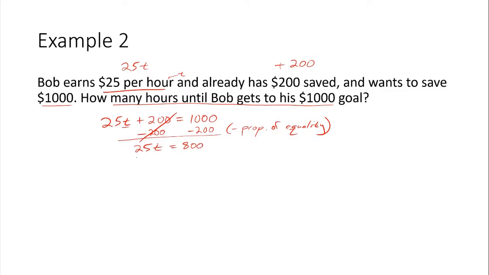All right, so how do we get rid of the multiplying $25 or 25, right? What's the opposite of multiply? And hopefully you think division. And just remember though, what you do to one side, do to the other. So again, that's the division property of equality.